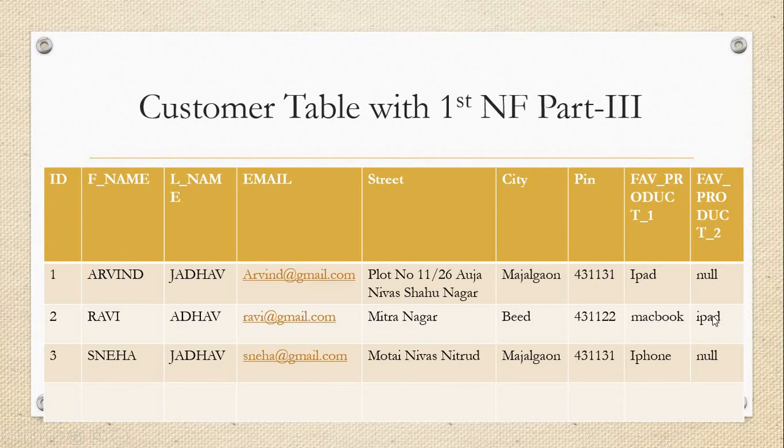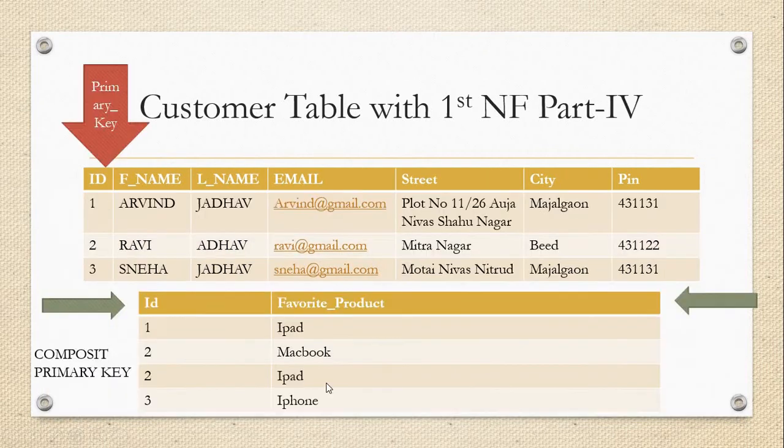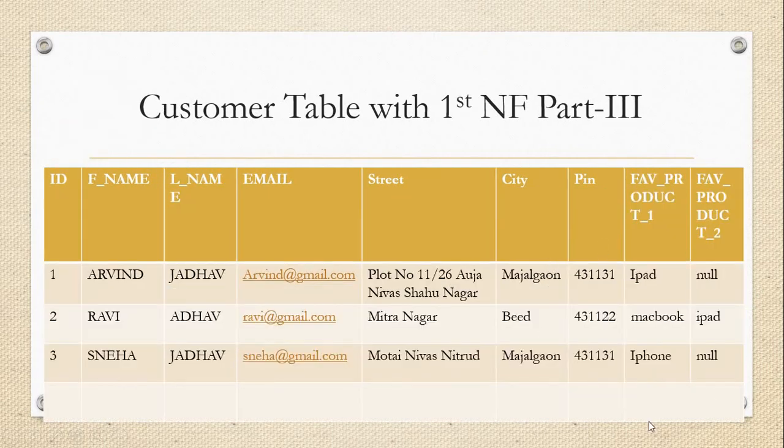That means we will use a composite key. So in that case, the ID is associated with the product. Whenever you use multiple favorite choices, each will be an entry in another table. So there is no chance of duplicate values here.